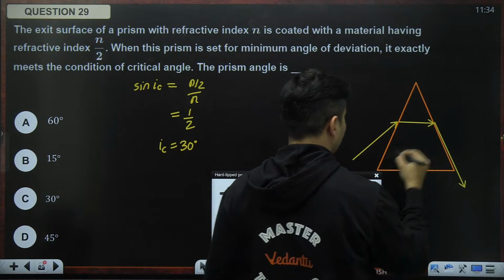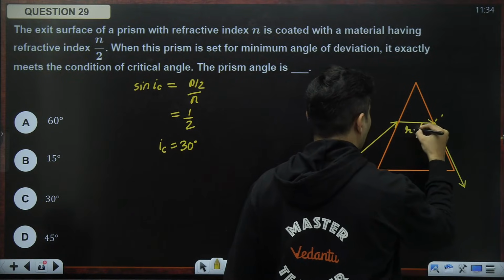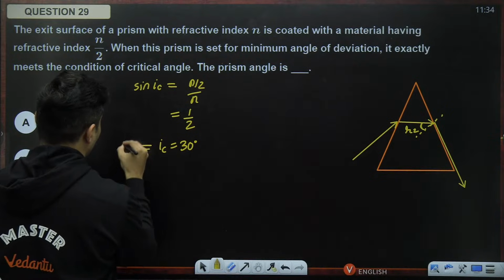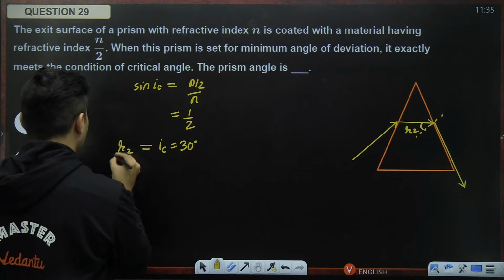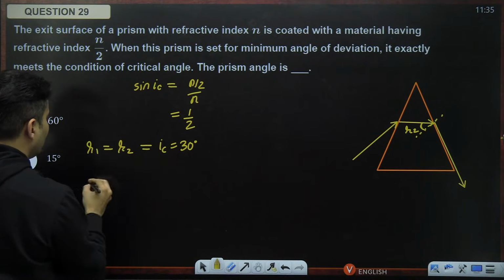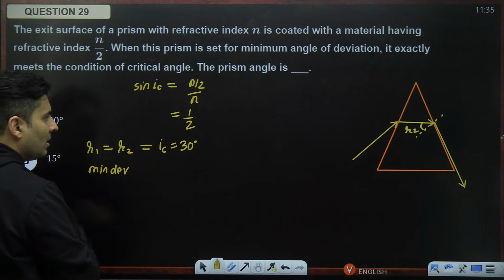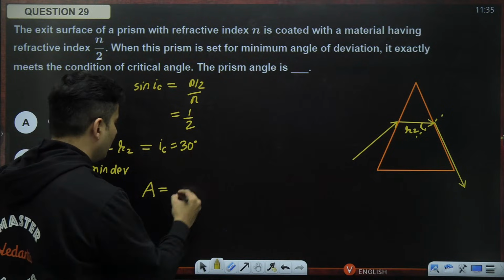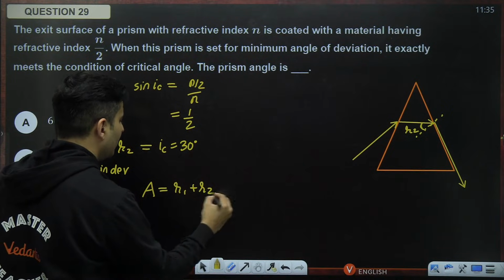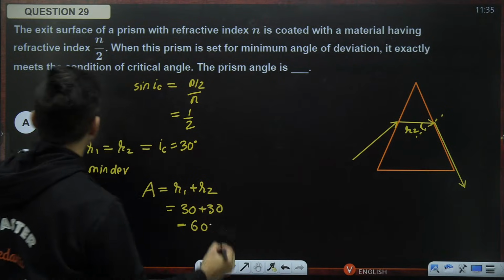Now, this critical angle will also be R2. So this will also be R2. And for minimum angle of deviation, R2 will be equal to R1 because minimum deviation is occurring. Once I understand what R1 and R2 are, I can also get A, which is the angle of prism, which is R1 plus R2, which will be 30 plus 30, which will be 60 degrees.